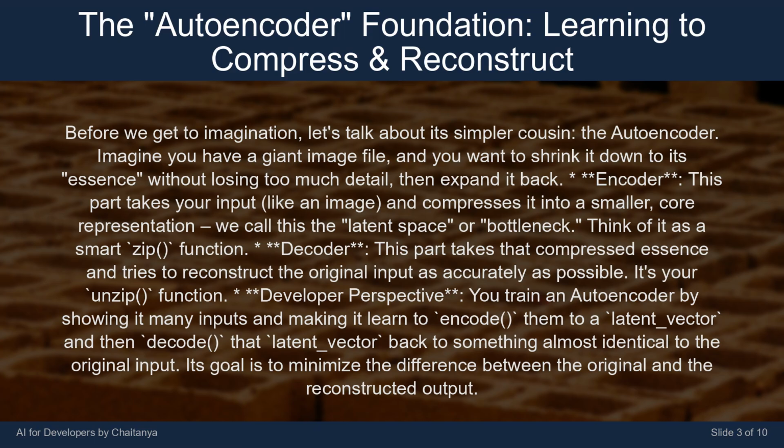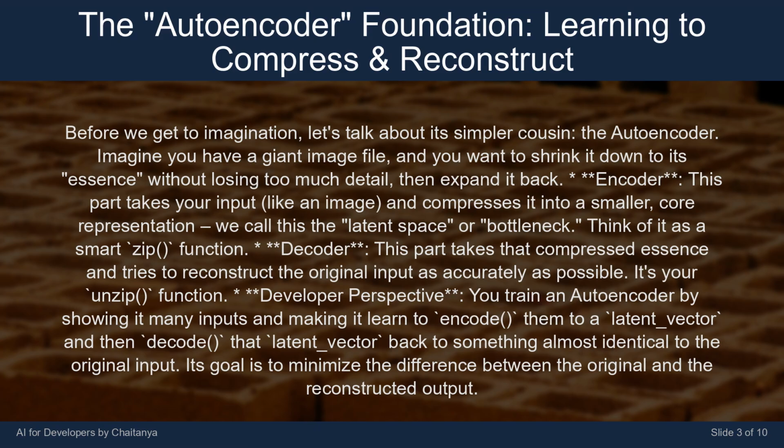Encoder. This part takes your input, like an image, and compresses it into a smaller core representation. We call this the latent space or bottleneck. Think of it as a smart zip function. Decoder. This part takes that compressed essence and tries to reconstruct the original input as accurately as possible. It's your unzip function.